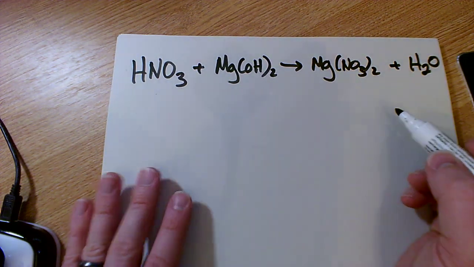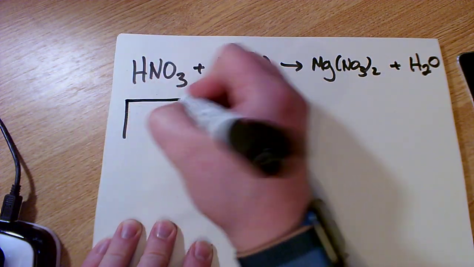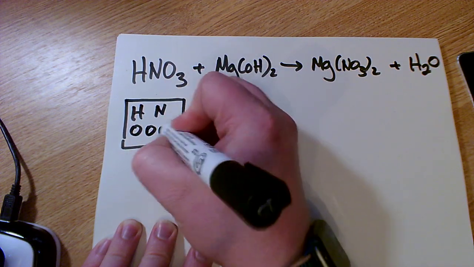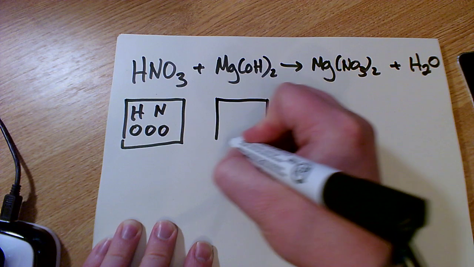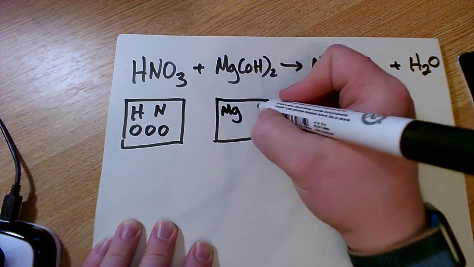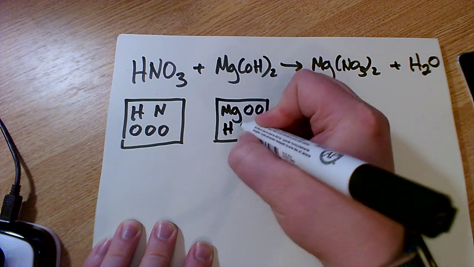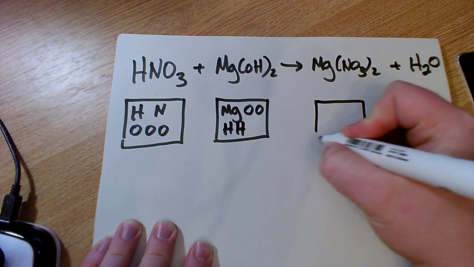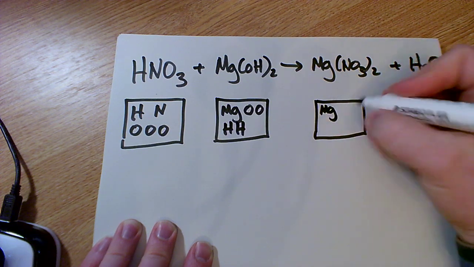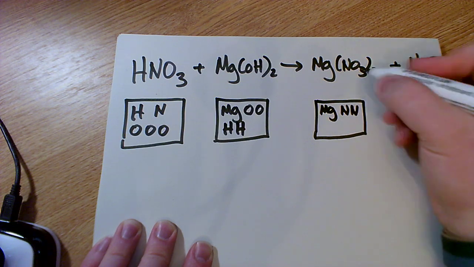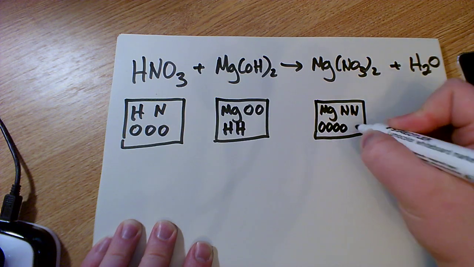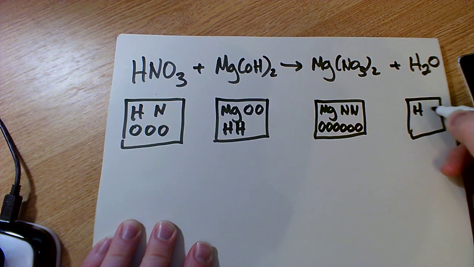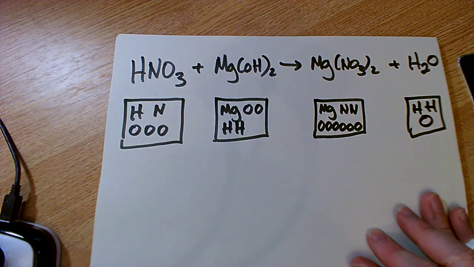So same idea, guys, place everything into boxes. It takes a bit longer. 1, 2, 3. So we've got 1 Mg, 2 oxygens and 2 hydrogens. Over here, got Mg, 2 Ns and 6 oxygens. 1, 2, 3, 4, 5, 6. And then here we've got H and then an O.